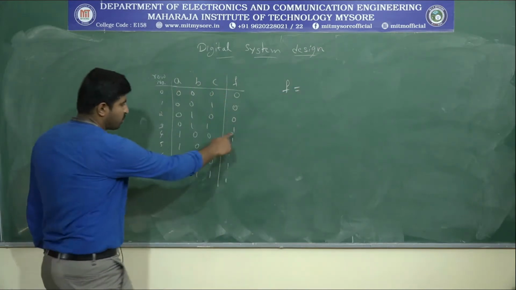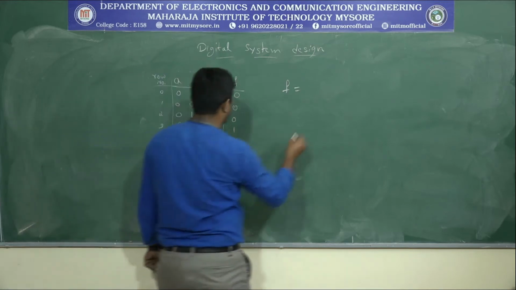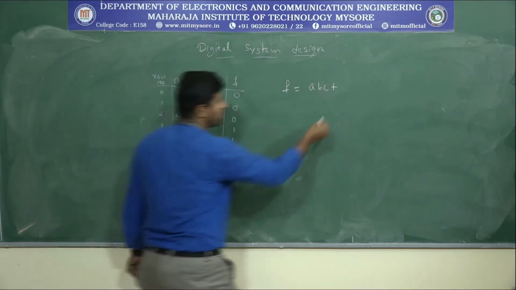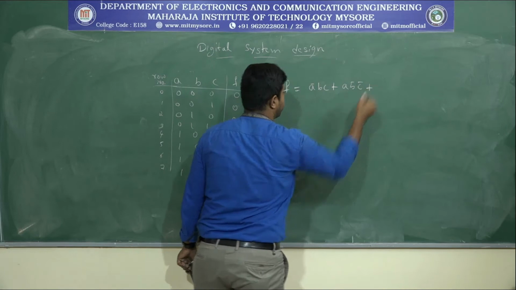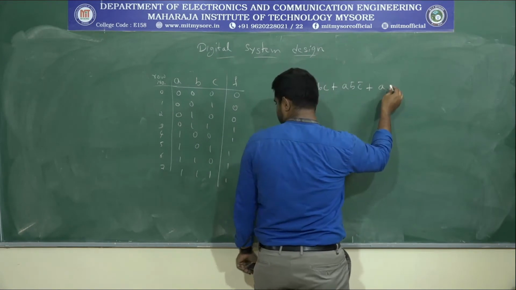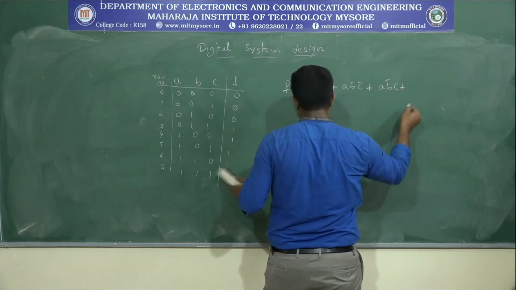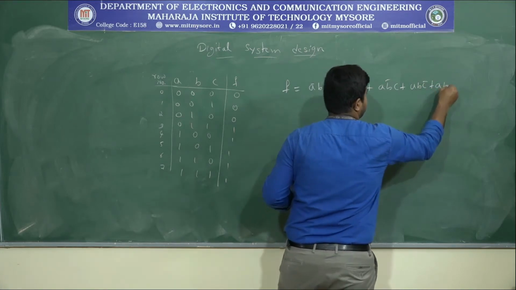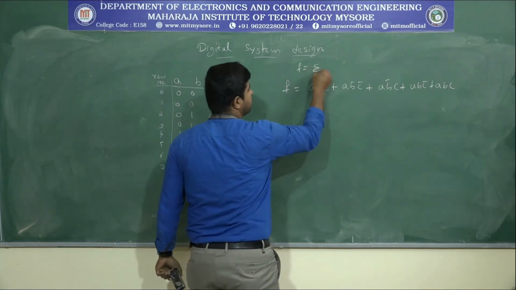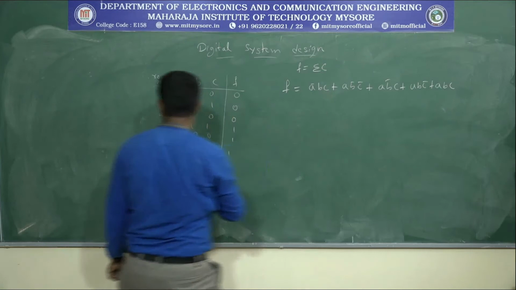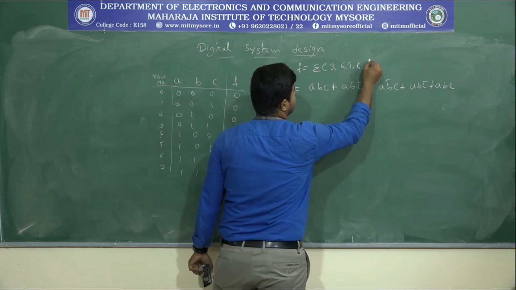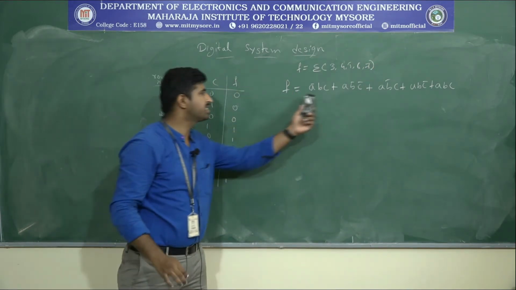So F equals, where the output is 1: 0 1 1 corresponds to A bar B C, next 1 0 0 is A B bar C bar, next 1 0 1 is A B bar C, plus A B C bar, plus A B C. How can we write it in a simpler form? In sigma notation, that equals the summation of 3, 4, 5, 6, 7. Hope you know that. So this is the equation.